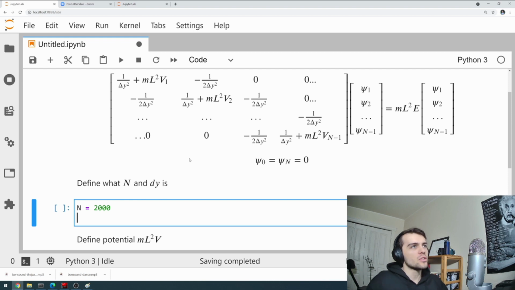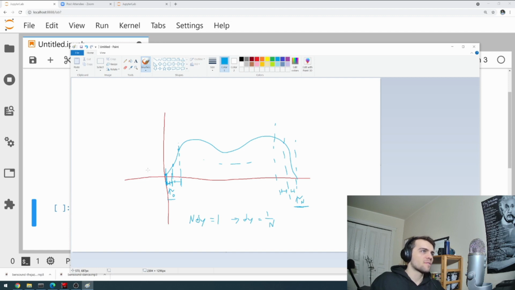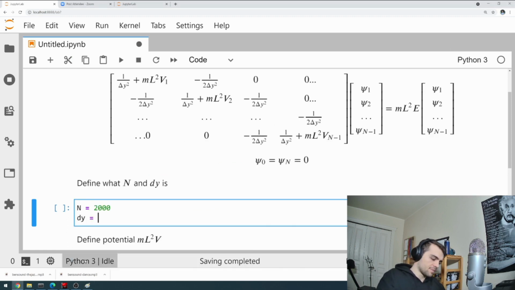And we also need to be careful about defining delta y here. Delta y, right, if I bring up this here, suppose I have psi 0 up to psi n. Here's psi n. Here's psi 0. Then I know that if there's n points here, that n times dy is equal to 1, because dy is just a little interval like this. So I say n times dy is equal to 1. I'll let you think about that a little bit. And so dy is equal to 1 over n.